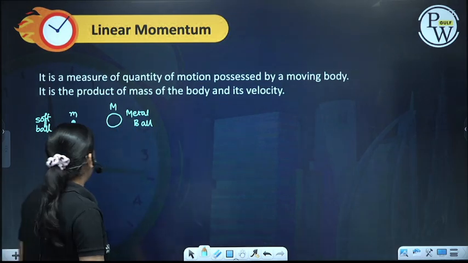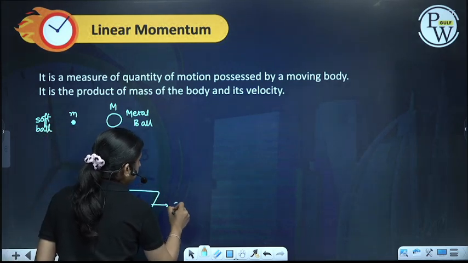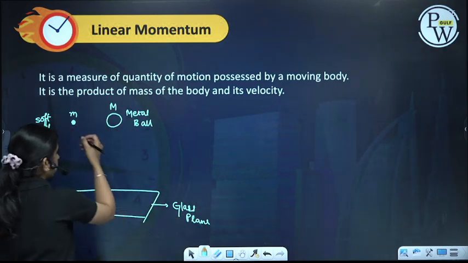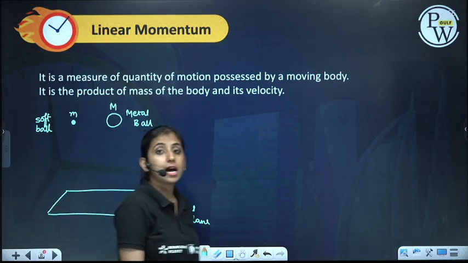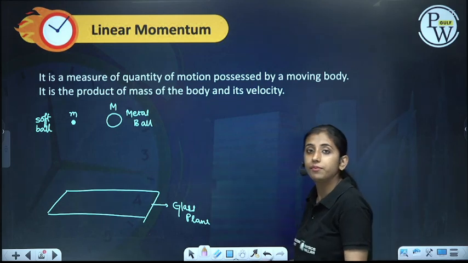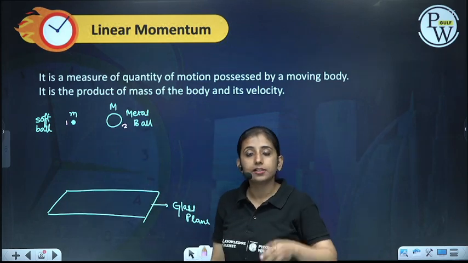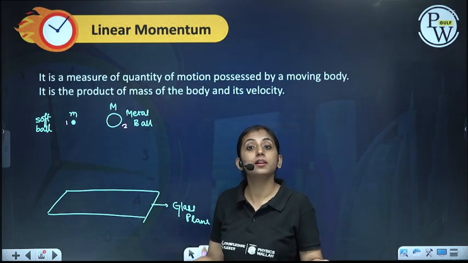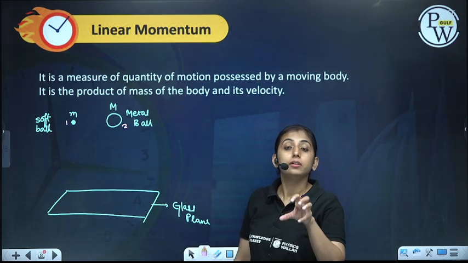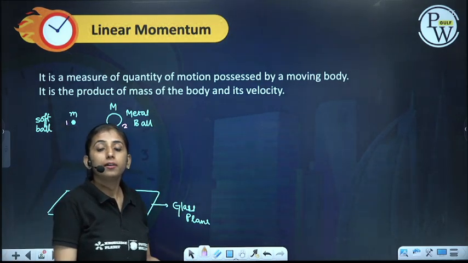We are dropping both these balls on a glass plane from the same height. Now if I drop ball number 1, the one with small mass m, and see what happens, the glass doesn't break. But if I drop the heavier ball, that is ball 2, the glass breaks.